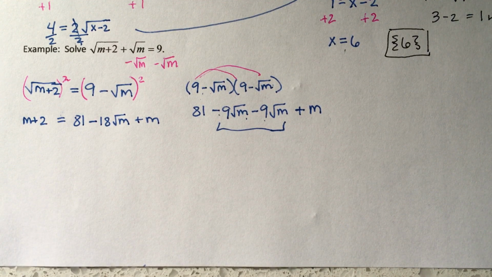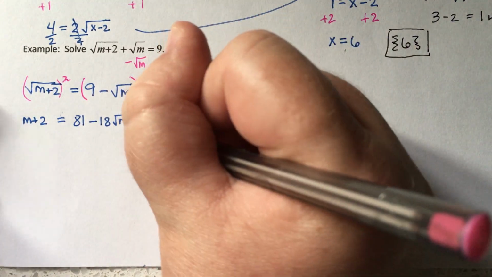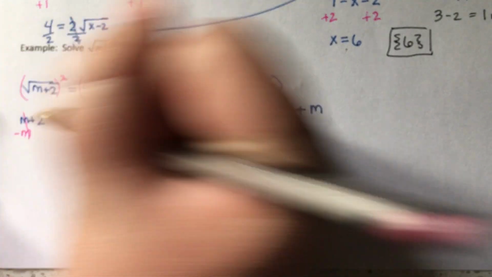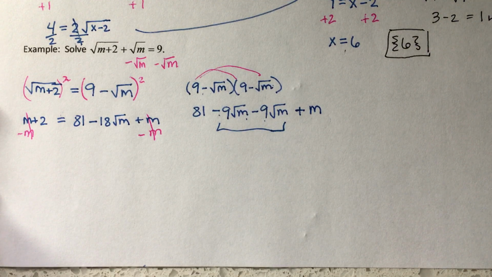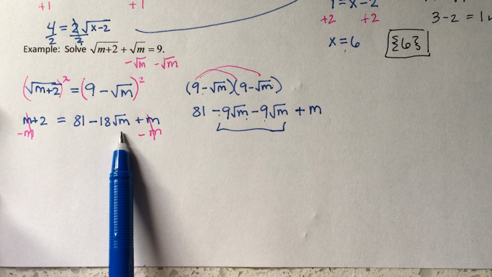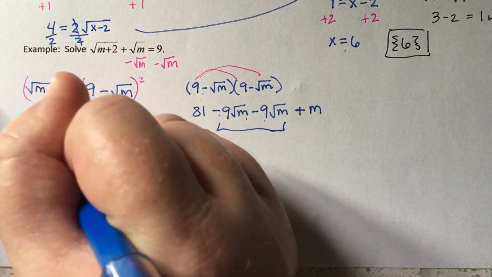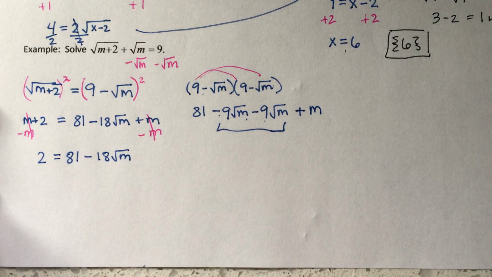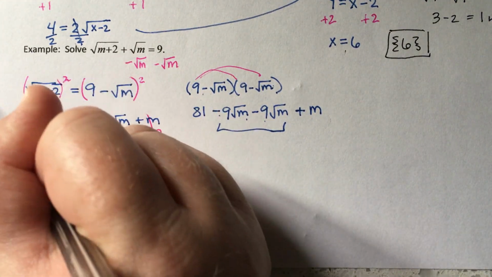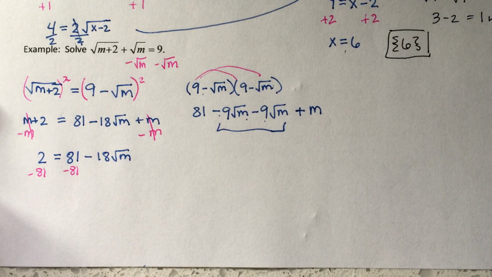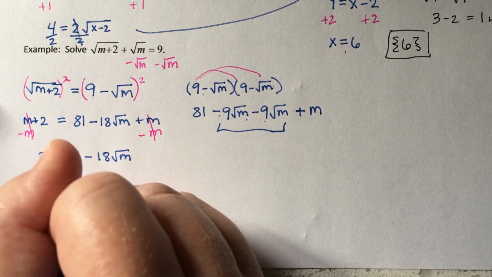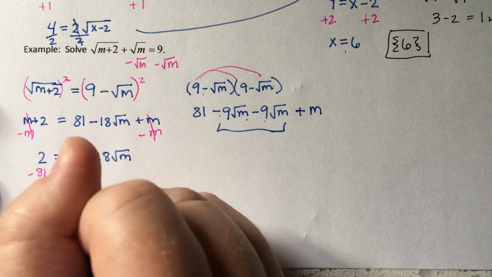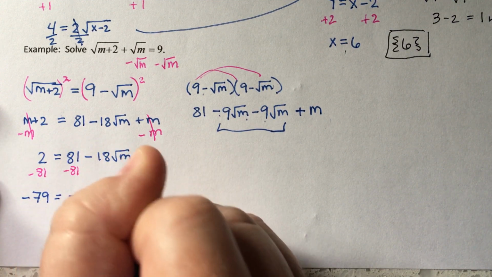Alright, this one actually looks a little nicer than the previous one, thank goodness. So I'm going to subtract m from both sides, which is great because that cancels the m on both sides of the equation. Remember our goal, get the square root alone. So right now I have 2 equals 81 minus 18 square root of m. So I need to subtract 81 from both sides. And that gives me negative 79 equals negative 18 square root of m.